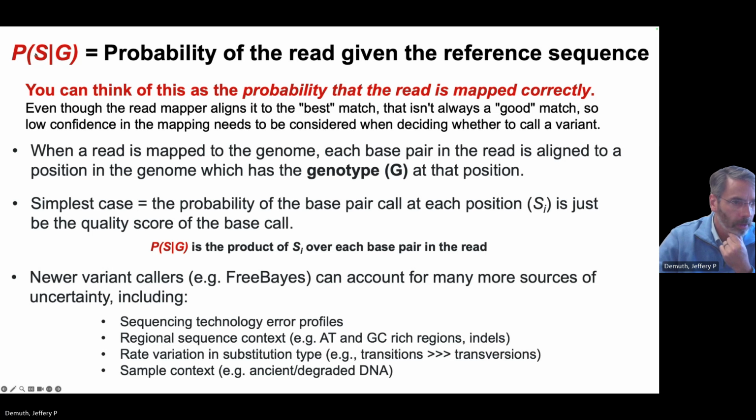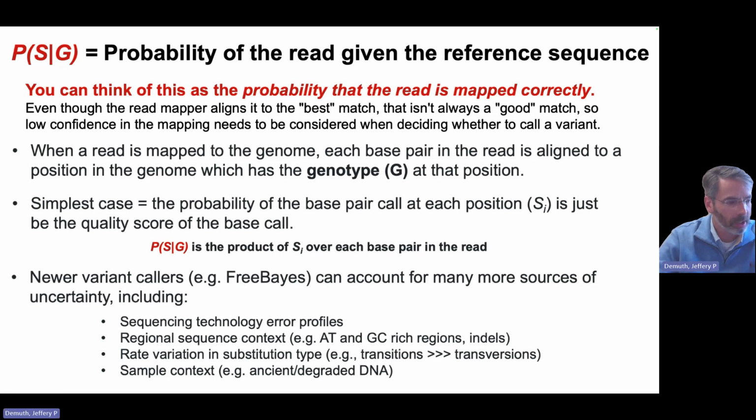So that first term, the probability of the sequence given the genotype, the way to think about that is, what's the probability that this read is actually mapped in the right spot? Right? What's the probability of the read given the genotypes at that location? When you map a read to the genome, actually, let me back up a step. So just, you can read this for yourself, but just because a read is mapped to a certain location, that it's the best spot for it, but it might not be a very good spot for it. And so, right, this tells us something about the confidence that we should have in the genotype calls from that read, right?